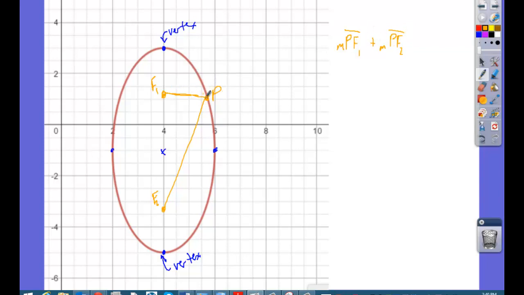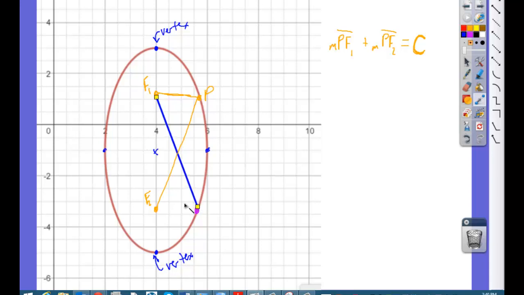These distances add up to a particular constant. We'll say that adds up to c for a constant. I just picked a letter, but the point is that c is always the same. So if I go to, say, here, and I measure that distance, and I add these together, I'm still going to get c. Or if I measure that distance and that distance and add those together, it's still going to equal c. Or anywhere, I could go right there. Okay, so you get the idea.